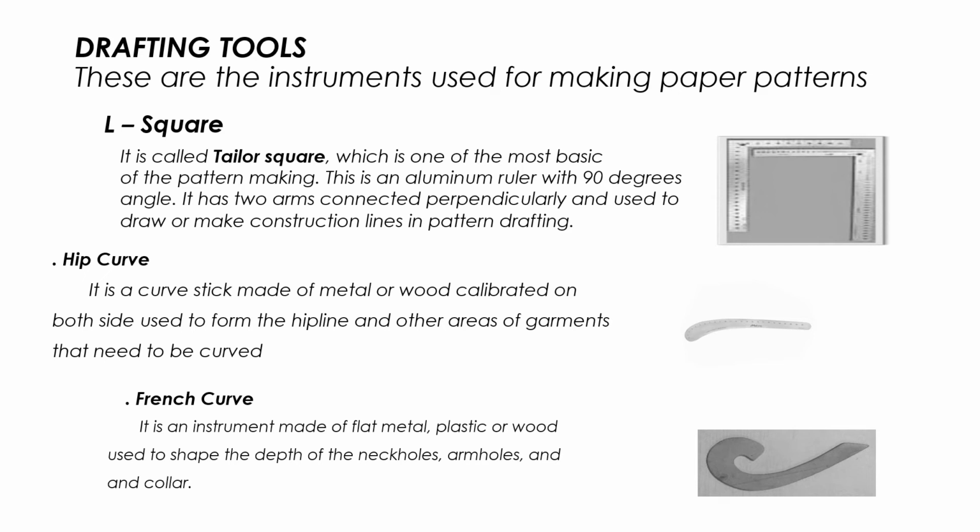perpendicularly and used to draw or make construction lines in pattern drafting, while the hip curve is a stick made of metal or wood calibrated on both sides, used to form the hip line and other areas of the garments that need to be curved. French curve is an instrument made of flat metal, plastic, or wood used to shape the depth of the neckholes, armholes, and collar.